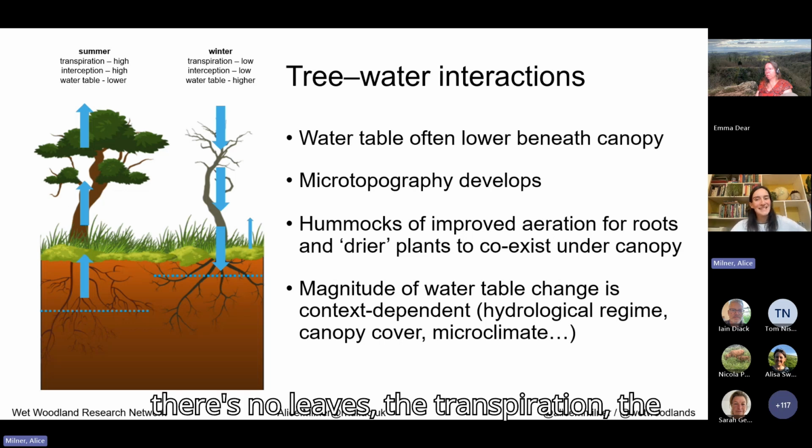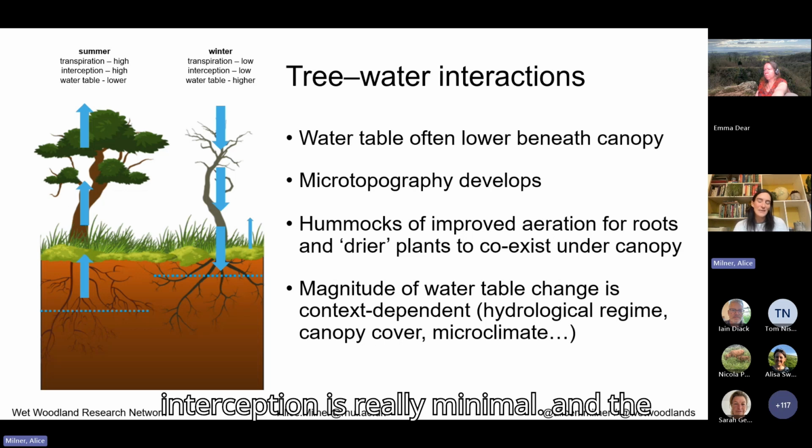And in the winter, when there are no leaves, transpiration and interception are really minimal, and the water table is often higher.